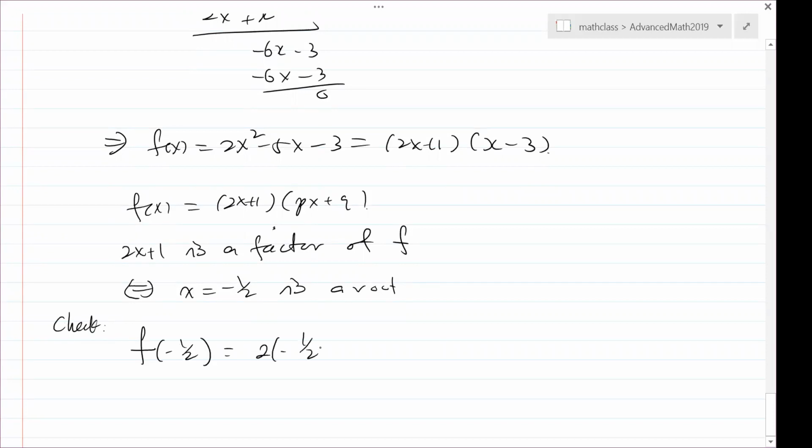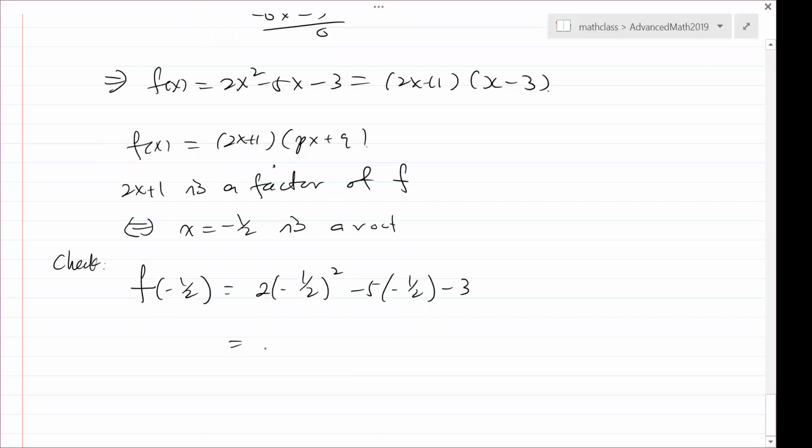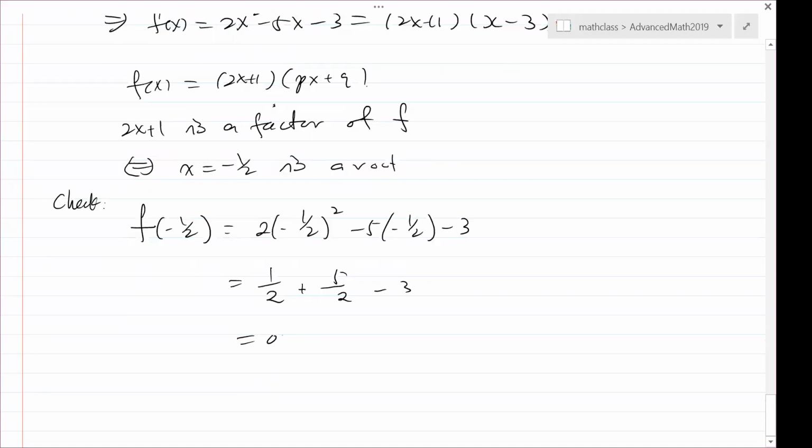f of -1/2 is 2 times -1/2 squared minus 5 times -1/2 minus 3. So it's going to be 2/4 is 1/2 plus 5/2 minus 3. And that's clearly going to be 0. Okay, so that implies x equals -1/2 is a root of f.